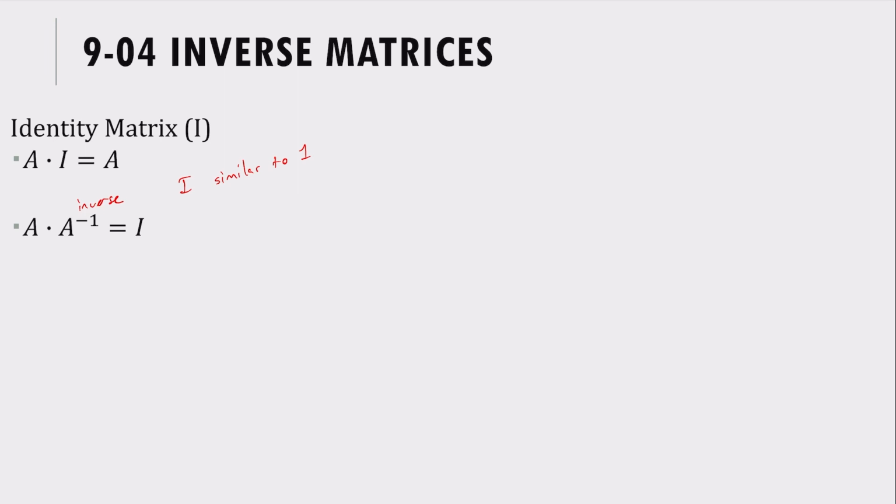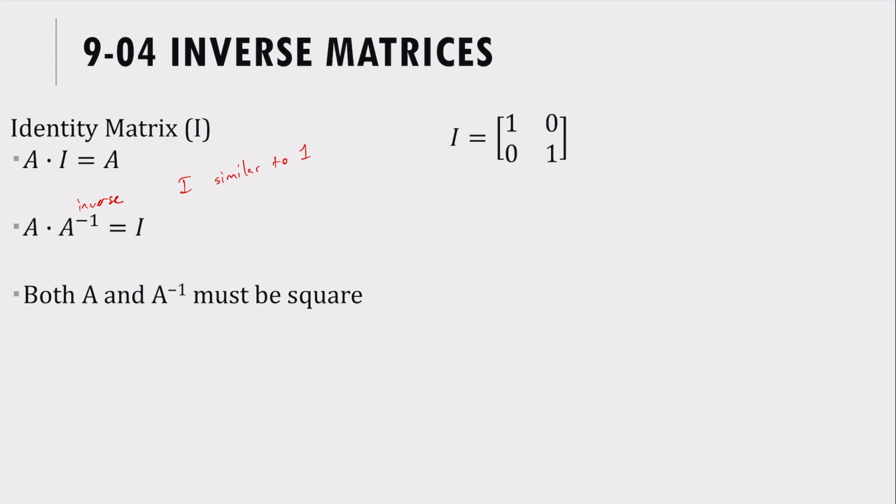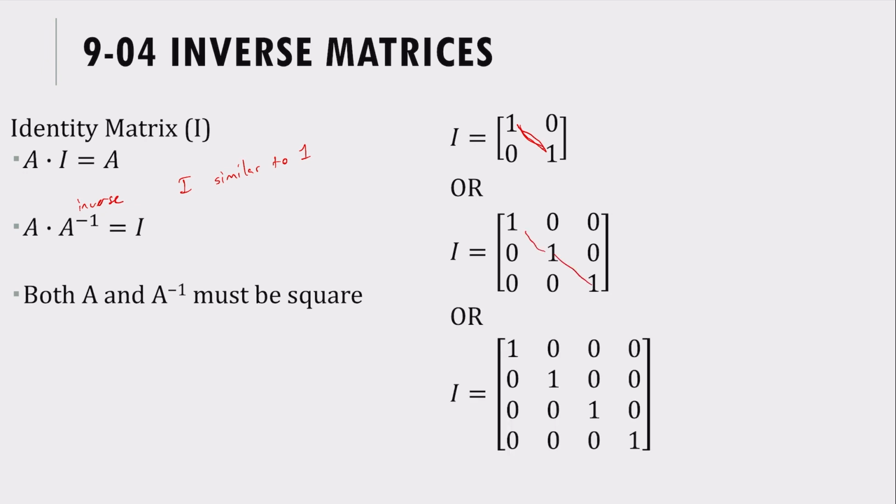However, to have an inverse matrix or an identity matrix, you have to be square. So both A and the inverse of A have to be square. So the identity matrix looks like this. Notice the downward diagonal is a 1, everything else is a 0. Or, like that, downward diagonal is 1, everything else is a 0. It could be any size square matrix. The downward diagonal has to be 1, everything else has to be a 0.